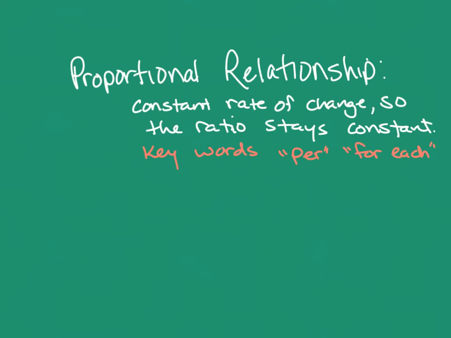And proportional relationships definition is a constant rate of change, so the ratio stays constant or the same as it goes along. Keywords you'll hear in that are per or for each. I call these my handlebars. I mean, I call them proportional relationships, but you'll also hear me say, I can't ride my bike without my handlebars. I can't do my math without my handlebars.